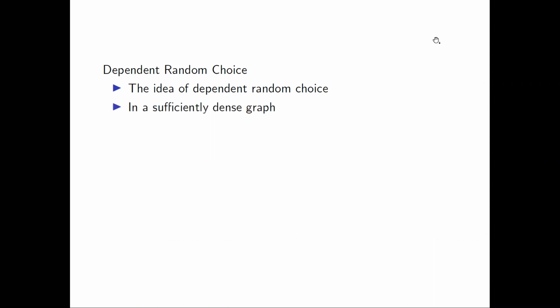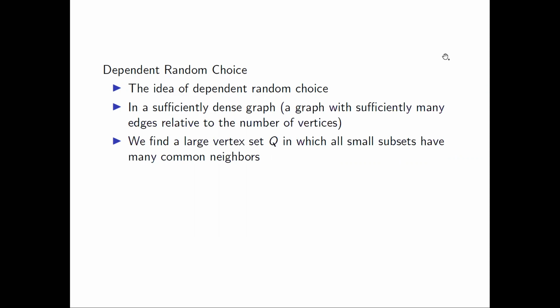So let's discuss dependent random choice, first in words, and then we'll look at it more precisely. So what's the general idea of dependent random choice? Well, suppose we have a graph that has sufficiently many edges relative to its number of vertices. In other words, we call it dense. So if we have a sufficiently dense graph, the idea is that we can find a subset of the vertices, and we'll call that subset of the vertices Q. And that subset will be special in that all of its small subsets will have many common neighbors. So in words, that will be the idea of dependent random choice, that in a sufficiently dense graph, we will find a large vertex set in which all of the small subsets have many common neighbors.